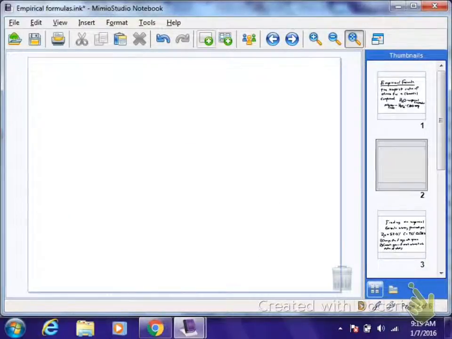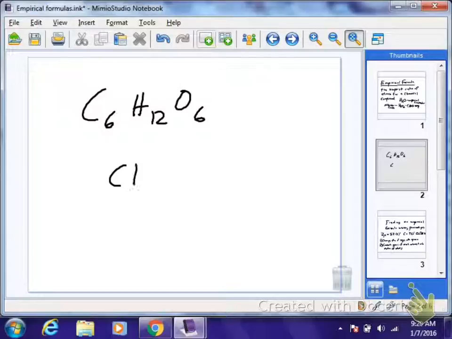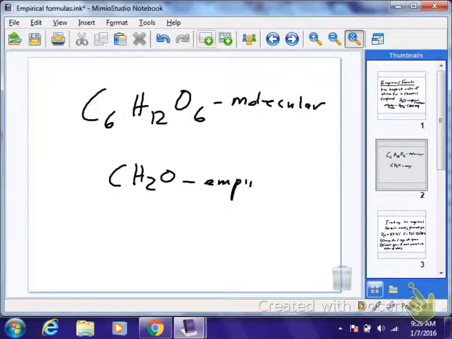All right, let me give you another one. You tell me what the simplest ratio for this one would be. This is glucose. So what would that be? CH2O. Okay, so this is called the molecular, and this is called the empirical. Sometimes they're the same and sometimes they're different. If you can simplify it, the empirical and molecular are going to be different. If you can't simplify it, they're the same.